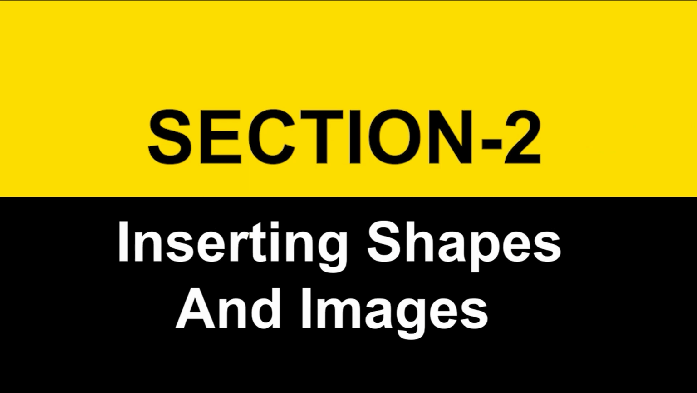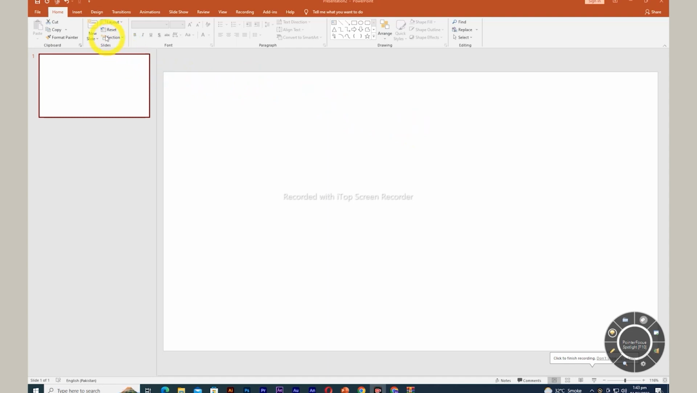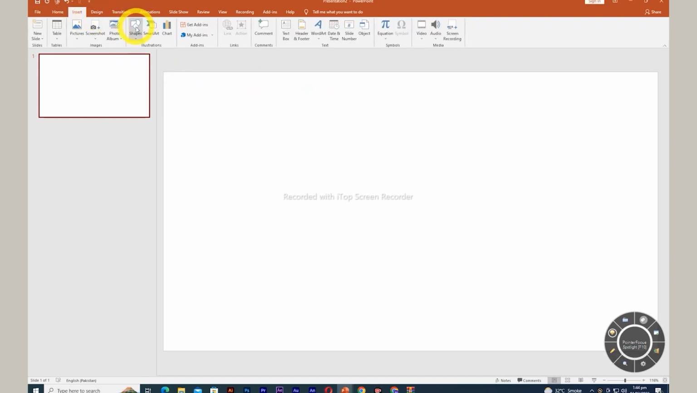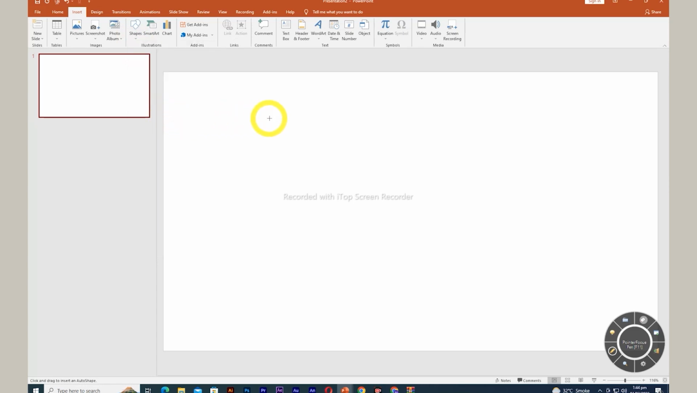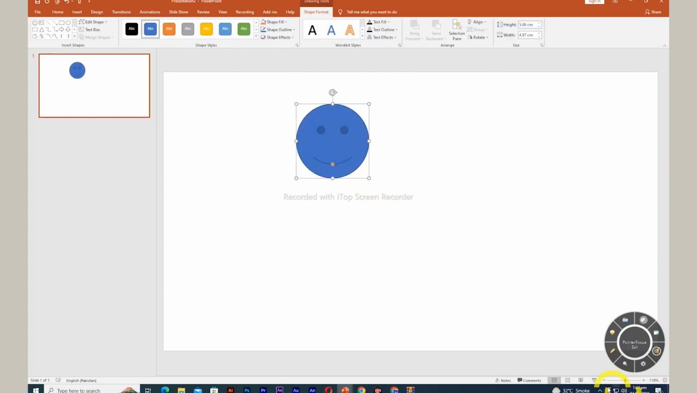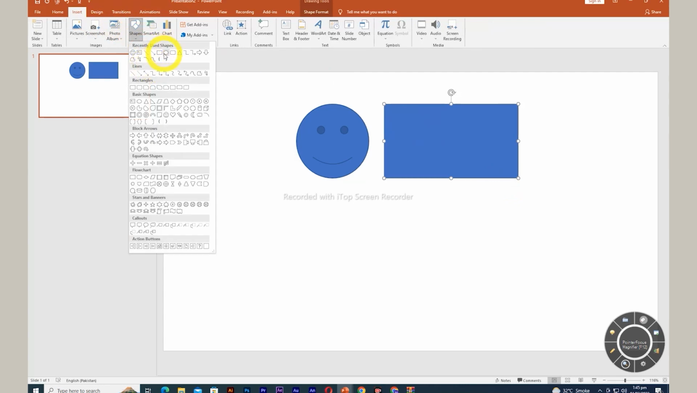Section 2. Inserting shapes and images. Inserting shapes. Click on the Insert tab in the top menu bar. Click on the Shapes button in the Illustration section of the ribbon. Select the type of shape that you want to add from the drop-down menu. The most commonly used shapes are circles, arrows and stars.